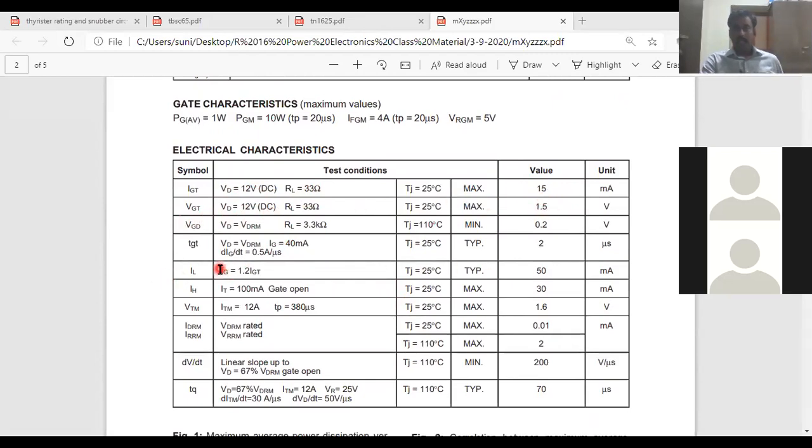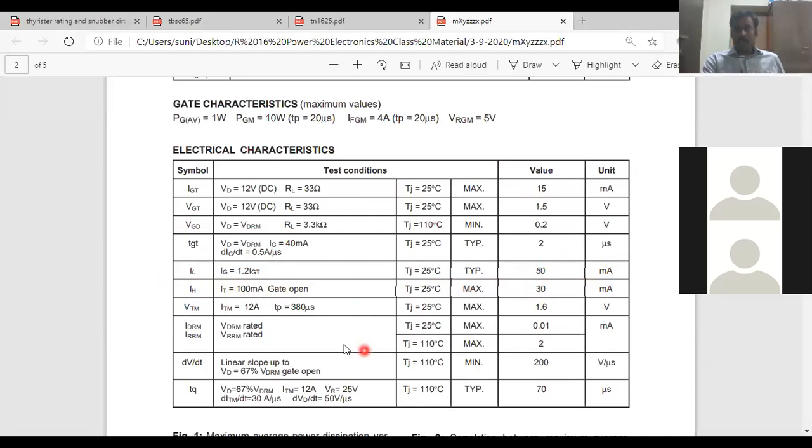And IL and IH, as I stated, IL is going to be the latching current and IH is going to be the holding current. Generally this value IL, latching current value, is always higher than the holding current value, and its value is going to be 50 milliamps here. Okay, 50 milliamps for both the devices, and the holding current value is going to be 30 milliamps. Okay, so the difference is going to be 10 to 20 milliamps depending upon the operation.